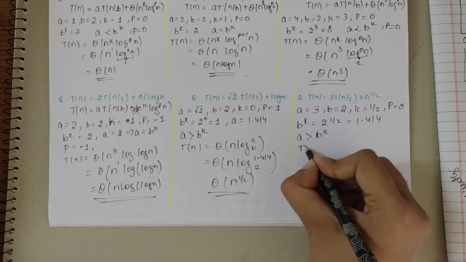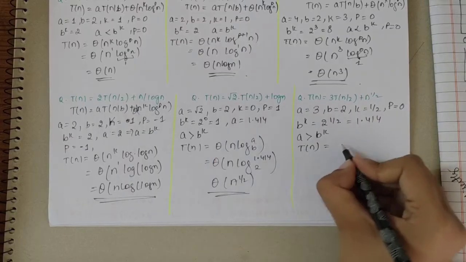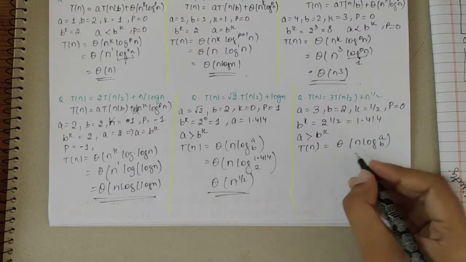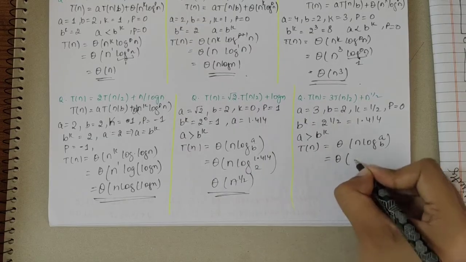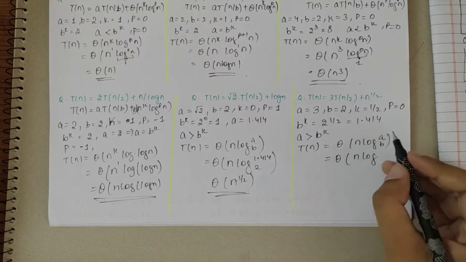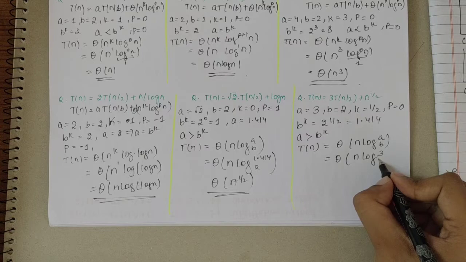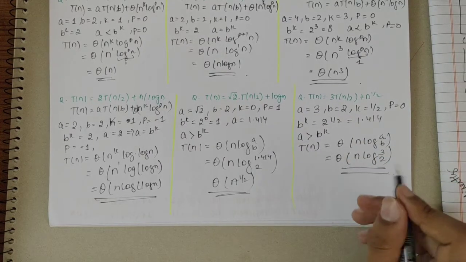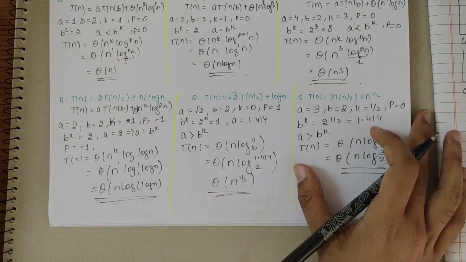If a is greater than b^k, the same formula which we have used here, T(n) is equal to theta of n^(log a base b). In the bottom we write b, which is theta of n^(log a base b), where a value is 3, and what is b value? 2. So this is the solution.